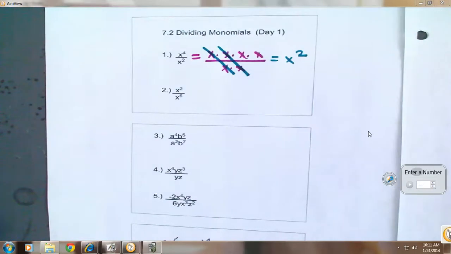Wouldn't x squared be the same thing as saying 2x? No. Because 2x would be x plus x. That's right. Yeah, it's 2x.